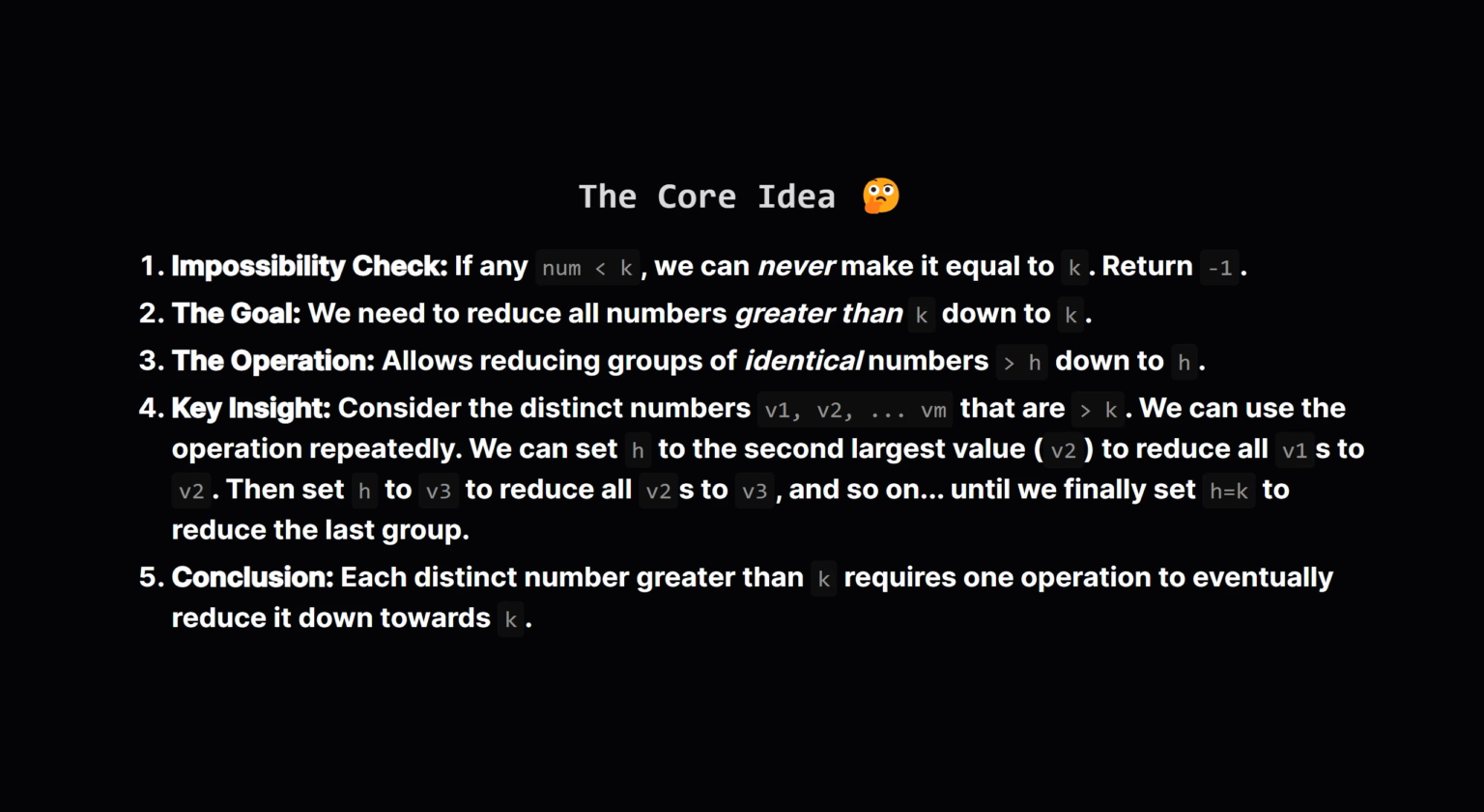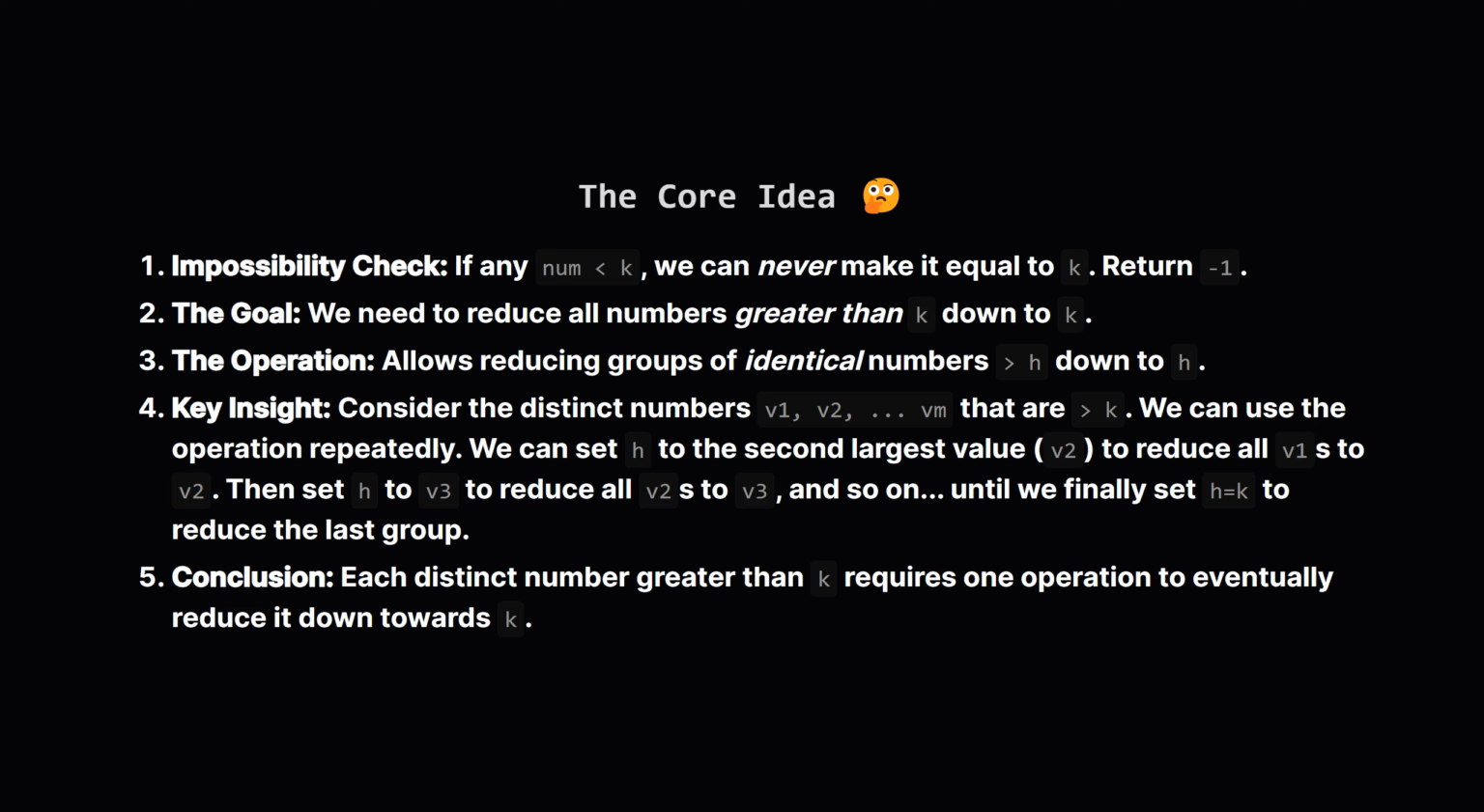Okay, so let's put the pieces together. First, that crucial check. If any number is less than k, game over, return -1. Because we can only lower numbers, not raise them. Now if all numbers are k or greater, our job is just to bring the ones bigger than k down. Think about the distinct values that are greater than k. Let's say the largest is v1, next is v2, down to vm, and then k.